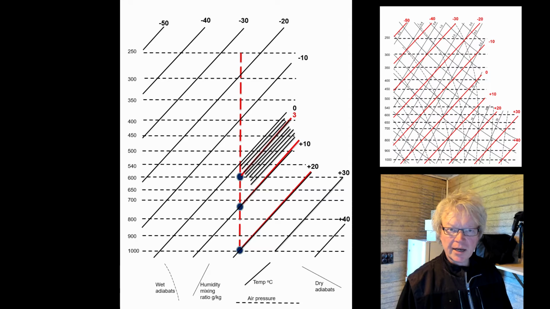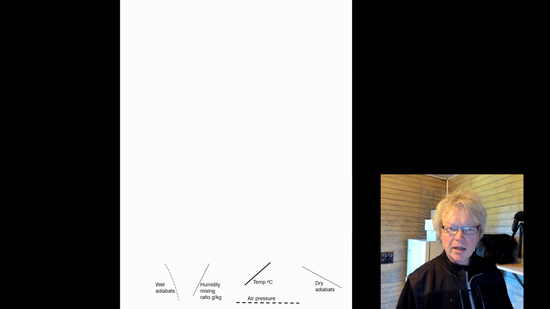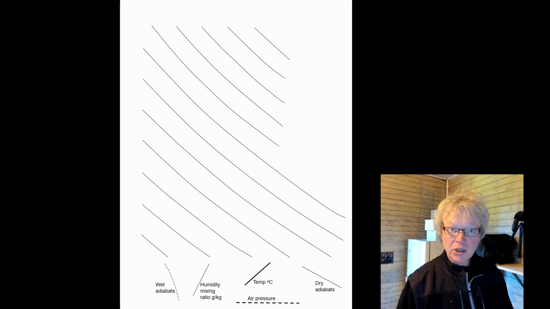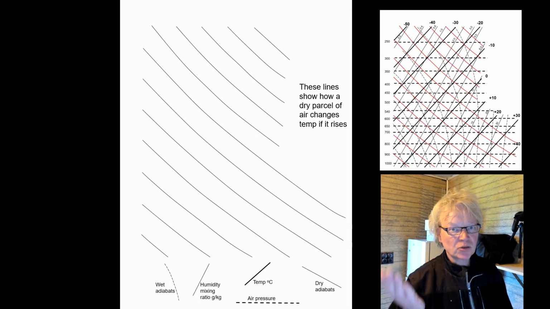So we've looked at elevation, or air pressure, and now temperature. Okay, let's get rid of those. Start with our blank page again. The next set of lines we're going to look at are these curved ones. What are these? Well, these lines show how a dry parcel of air changes its temperature if it is raised.